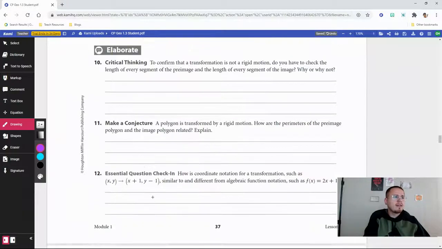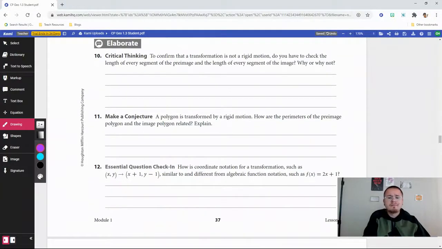Critical thinking. It's important to be a critical thinker. A question to consider, guys, is, how are transformations of rigid motions and non-rigid motions similar and different? If you look at that chart, both of them preserve betweenness and collinearity. Rigid motions preserve the distance. Non-rigid motions don't.